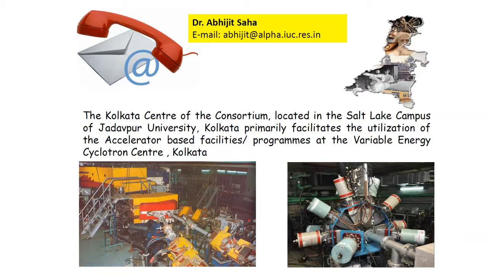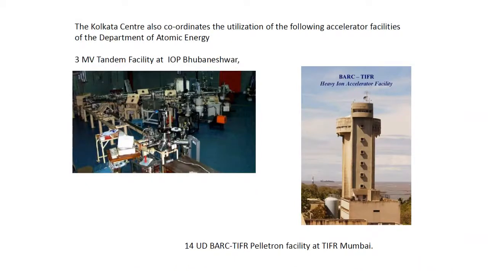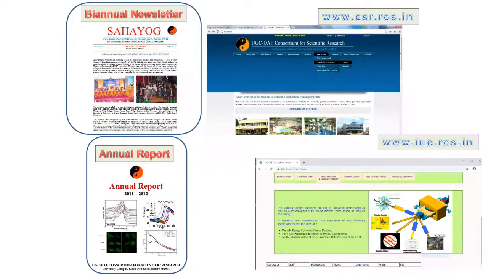As I said, we also look at the coordination of the 3MV tandem facility at IOP Bhubaneswar. It is extensively used by my colleagues across the country. And in nuclear physics especially, we also take care of the utilization of the BARC TIFR LINAC Pelletron facility. So the Calcutta Center, in some sense, looks at all the accelerator facilities across the country, except, of course, the Dhruva reactor.